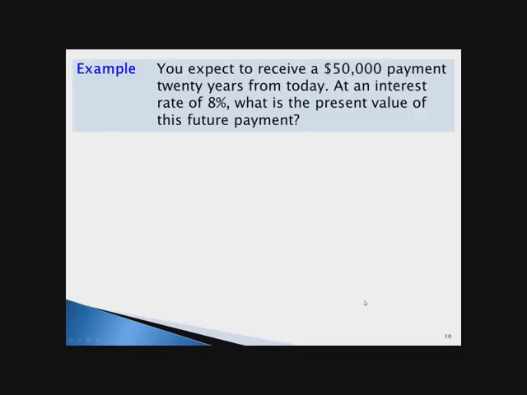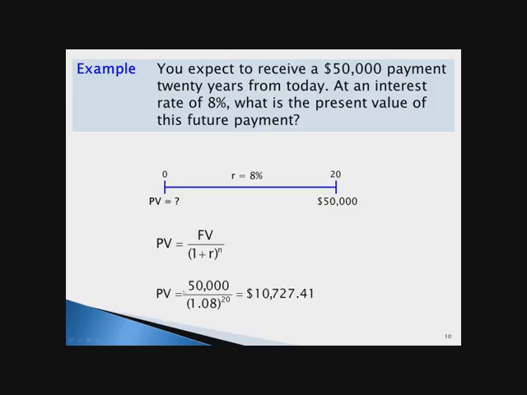Let's do an example. You expect to receive a $50,000 payment 20 years from today. At an interest rate of 8%, what is the present value of this future payment? Well, here's our time diagram. Out here in the future, 20 years from today, we have an expected future payment of $50,000. The interest rate is 8%. We want to compute present value. So we take the future value and divide by 1 plus r to the n. The future value is 50,000. Again, we put the interest rate in as a decimal. So we take 1.08 to the 20th in the denominator, divide that into 50,000, and we get a present value of $10,727.41.